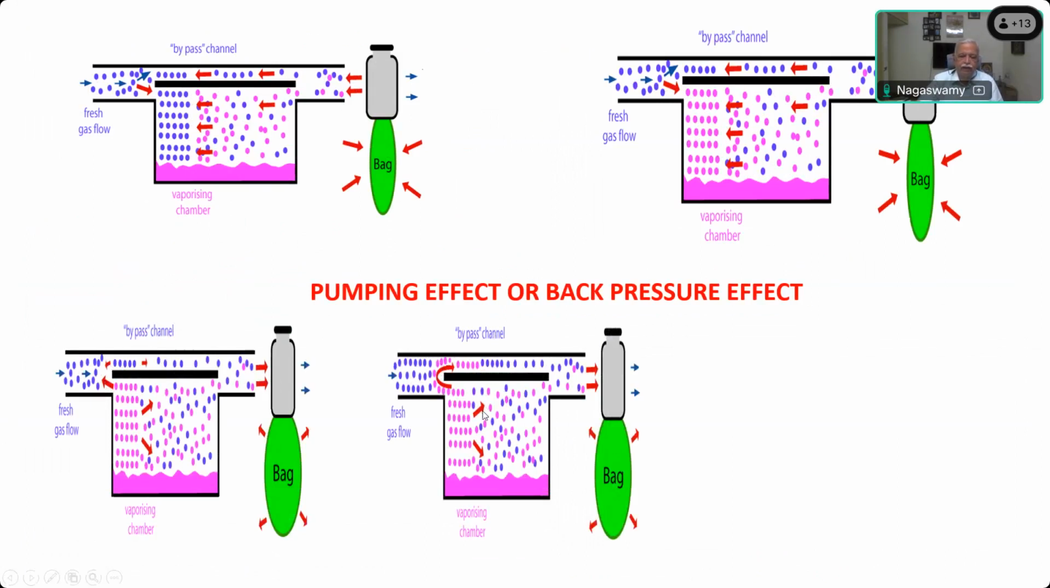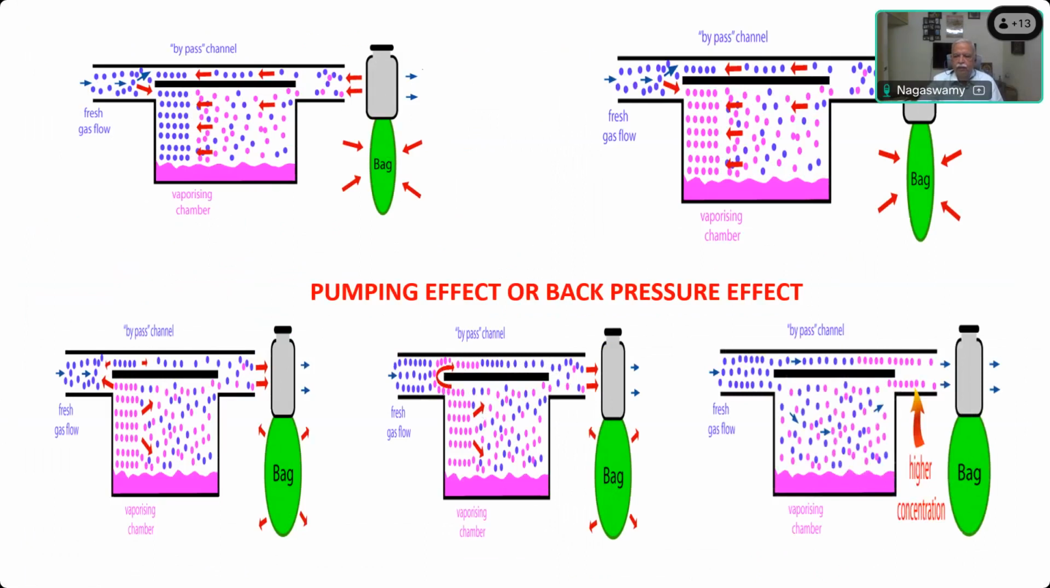But this pumping effect causes the vapors to enter the bypass channel here and then mix with the fresh gas flow that is coming here, and whatever has already been carried here to the outlet, that is also coming. So 1 + 1 = 2, you have an increasing number of molecules coming here causing the pumping effect. So ultimately what you get is a higher concentration by the pumping effect. This is a very important thing that you have to remember and a very commonly asked question in the exam. So this plays a more important role in altering the vapor output from the vaporizer.